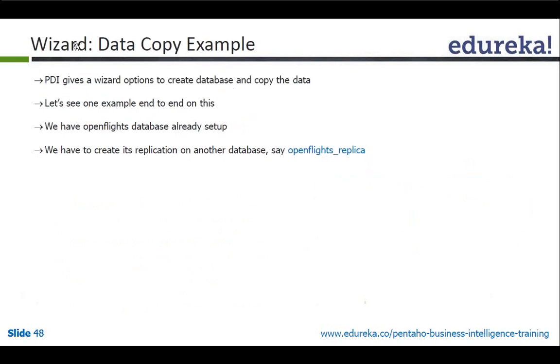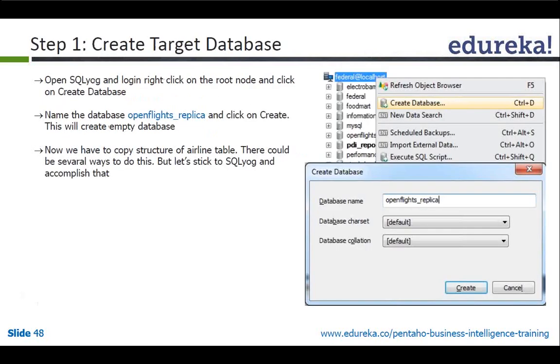Now let's quickly move to wizard. Now wizard, up to a certain extent, gives you ease for ETL type of jobs if you want to migrate the data. Now we have already imported OpenFlights data. I assume you must have played with yesterday's examples. Now we want to create a replica of OpenFlights, the complete database schema, not really table. Then let's see this example end to end.